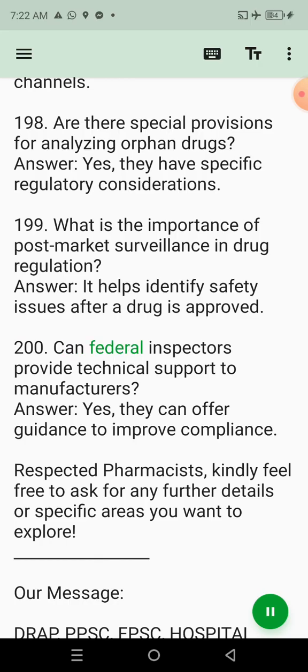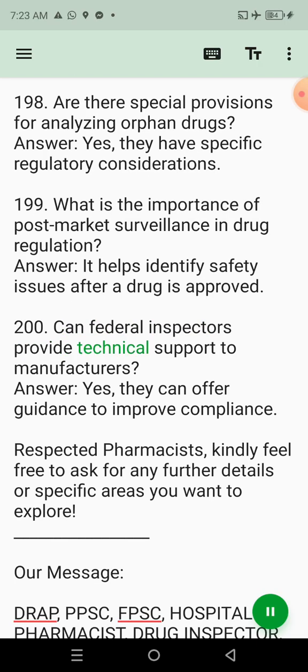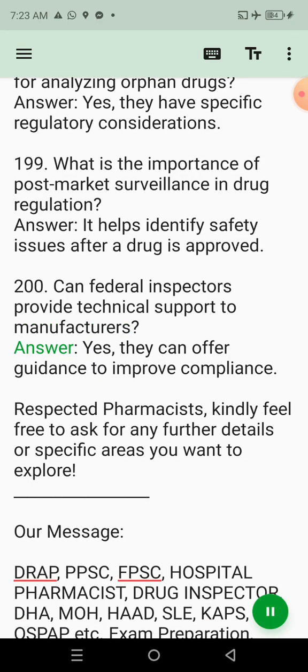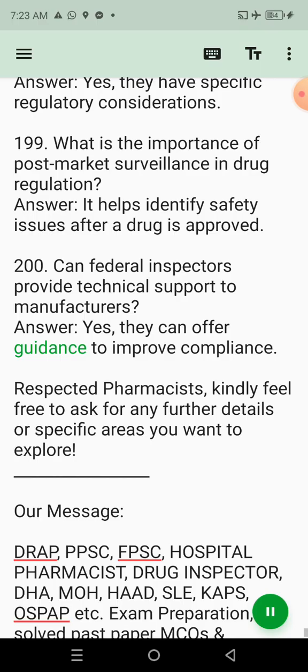200. Can federal inspectors provide technical support to manufacturers? Answer: yes, they can offer guidance to improve compliance.